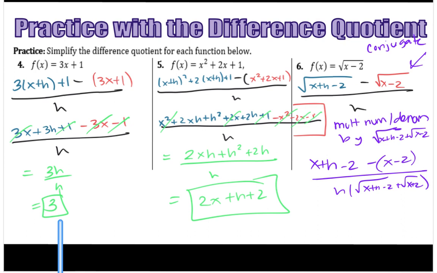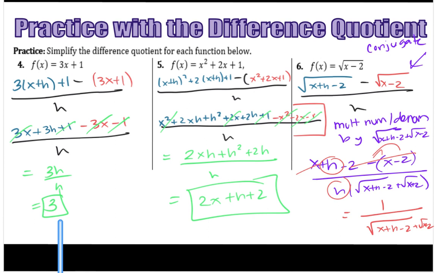And why is this helpful? Well, if you distribute this negative in the numerator, then everything is going to go away except for h, and this h can divide out. So we actually can get this down to 1 over the square root of x plus h minus 2 plus the square root of x plus 2, which, when we extend this on with our calculus, is going to be a very helpful place to be.